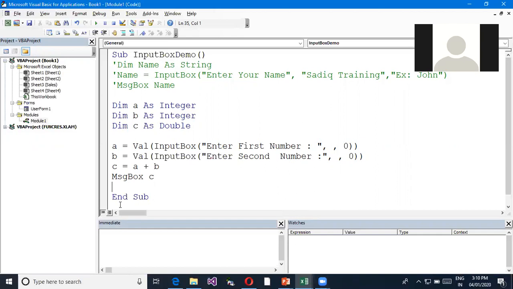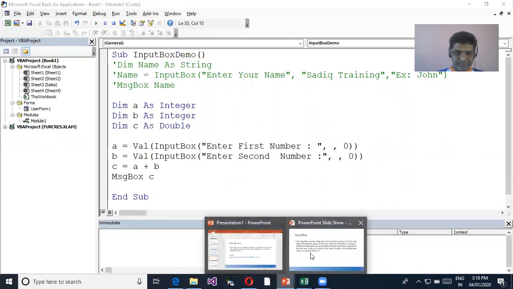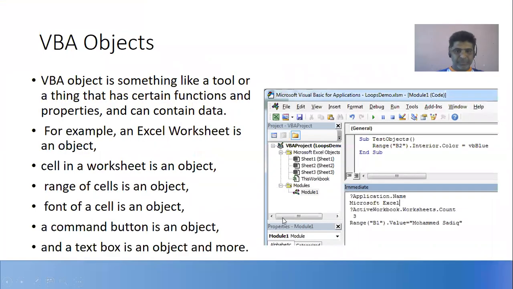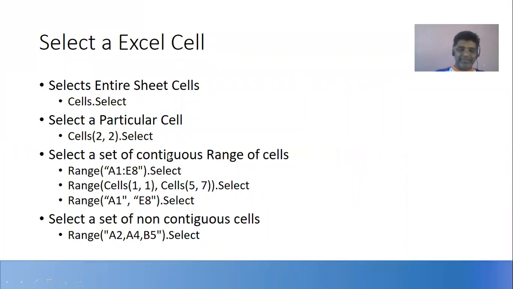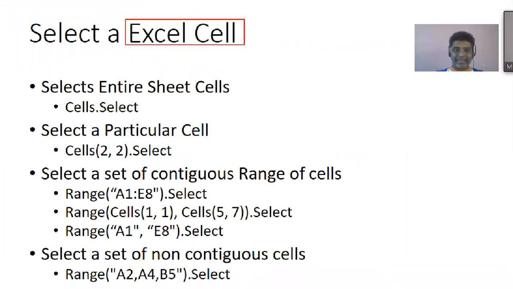Done. Okay. The next thing is, so now we'll see how do we access a particular cell. I'll just come to the Object Explorer. Before that, we'll see how do we select a cell, an Excel cell, through VBA.